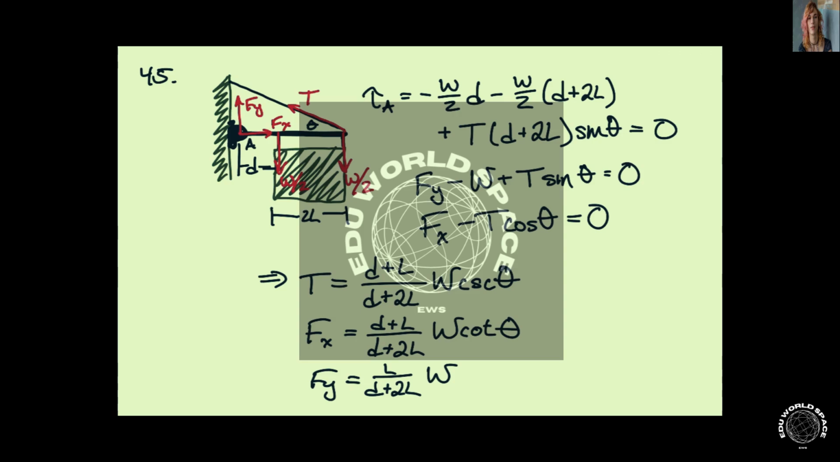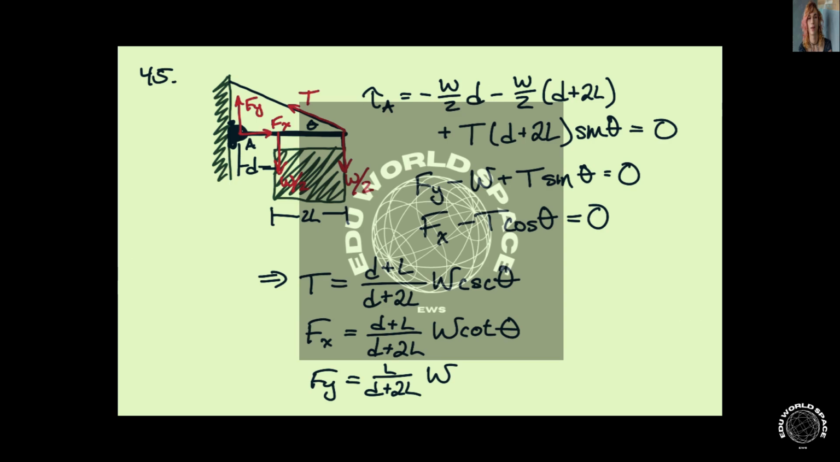And then we also have a relationship with a ratio of these lengths. So a ratio of d plus L to d plus 2L. So if say d got very small compared to L, then we would just have a 1/2 out here. Or say L was very small compared to d, then we would just have a 1 here.